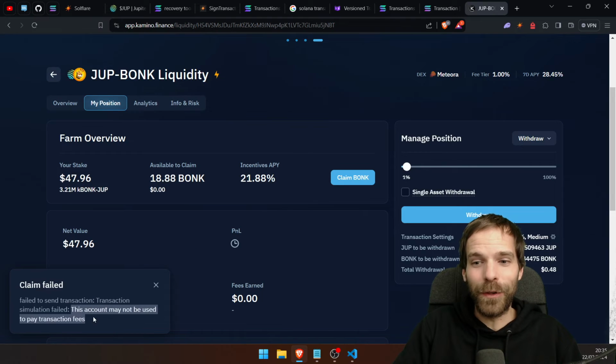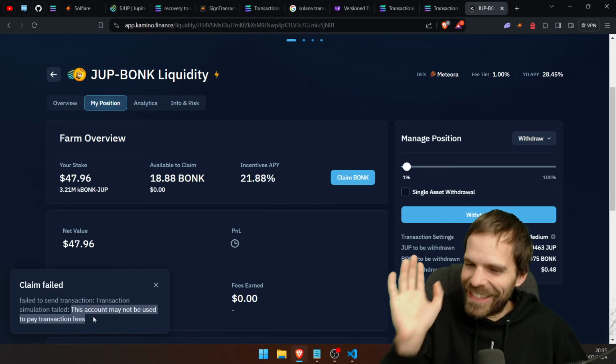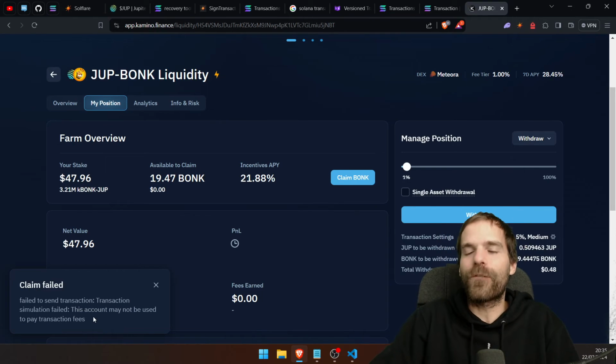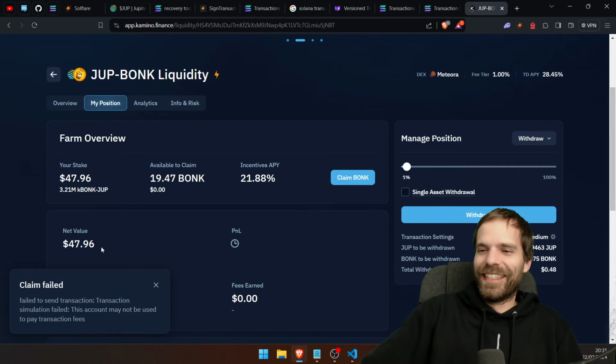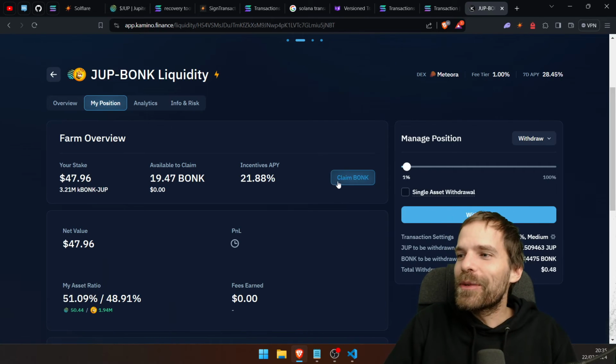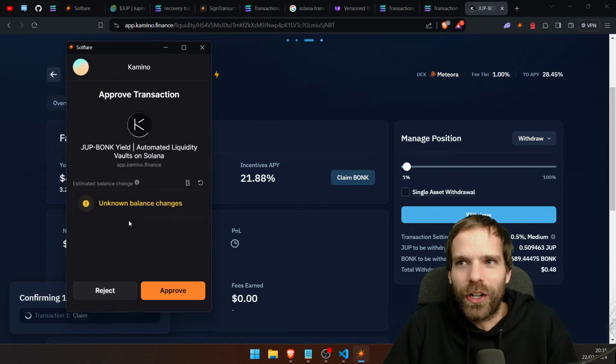This account may not be used to pay transaction fees. We know that. We've seen that. This is just a common error for bricked wallets. Don't brick your wallet, damn it. But the cool thing is, we can do the same thing again. And we know that this is not gonna work.